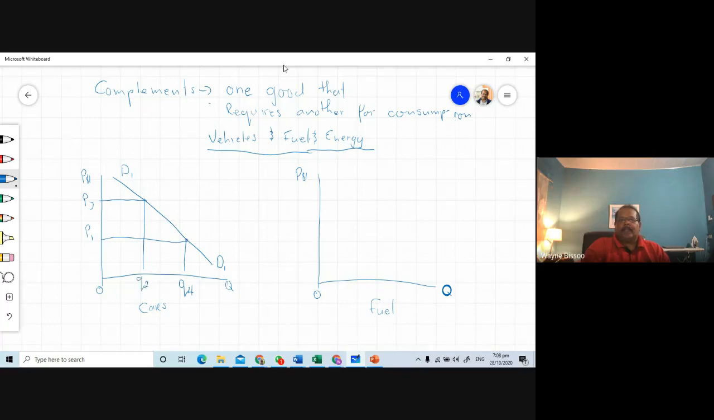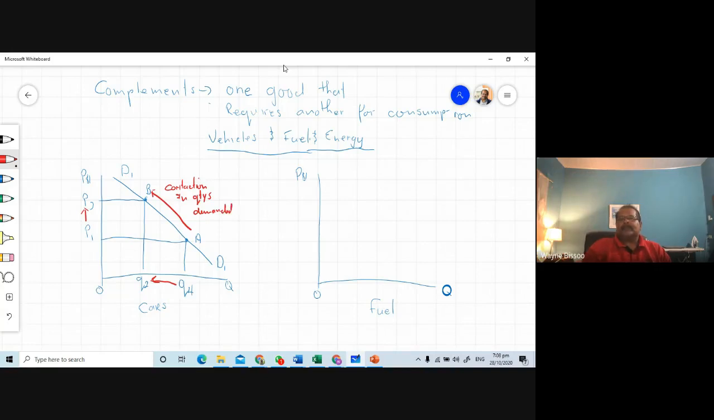We move from this point here, this point A, to this point B. So what is this here? This is a movement along the curve like that, called a what? What would this be called? A contraction. Very good. So we'd have an increase in price causing a contraction in quantities demanded.